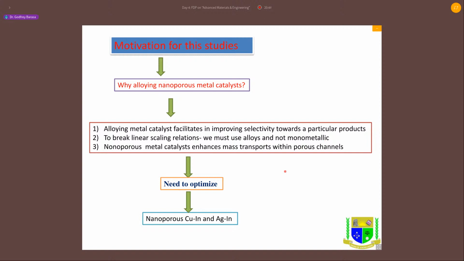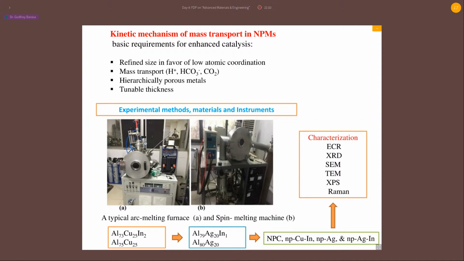The nanoporous metal catalyst enhances mass transport within the porous channels. Then what do we do? For us to improve this, we need to optimize. There is need of optimization. In my previous studies, I worked on nanoporous copper indium and nanoporous silver indium. Then the kinetic mechanisms of mass transport.